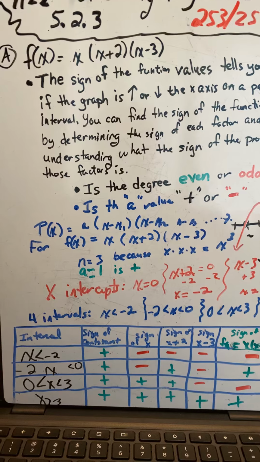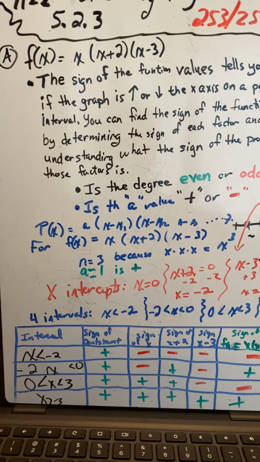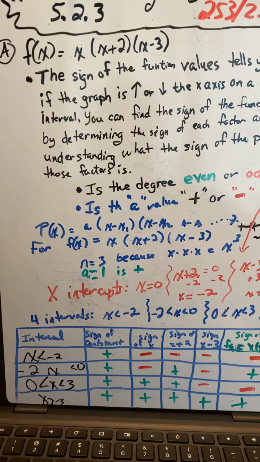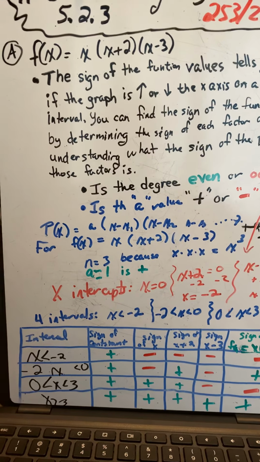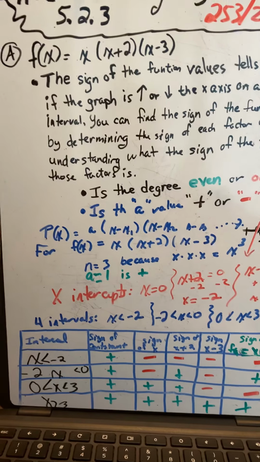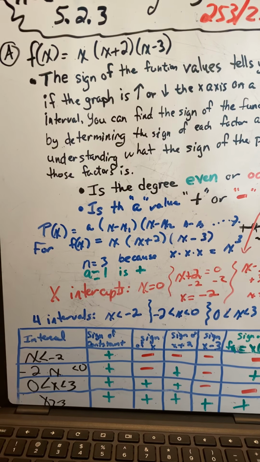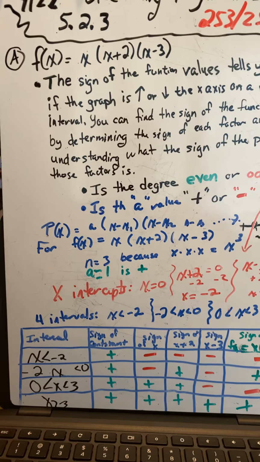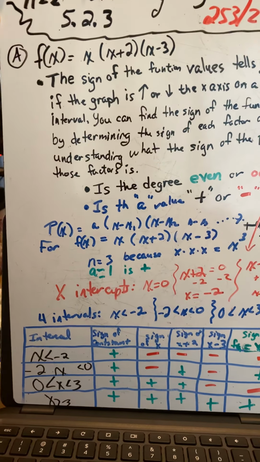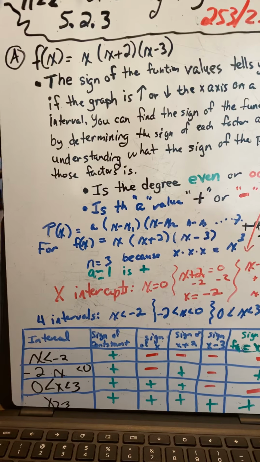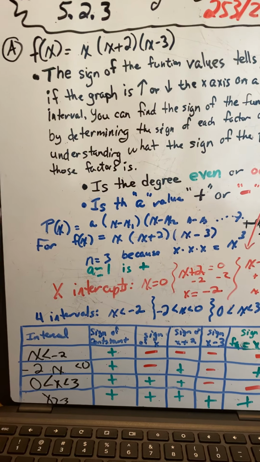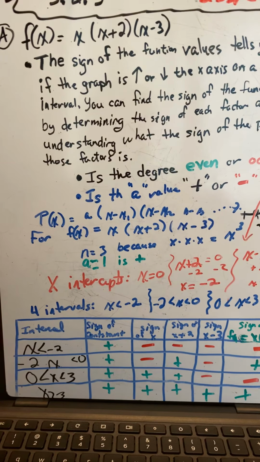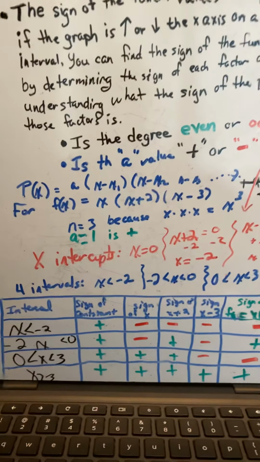If f of x equals x times (x plus 2) times (x minus 3), there are three factors. The sign of the function values tells you if the graph is above or below the x-axis on a particular interval. You can find the sign of the function values by determining the sign of each factor and understanding what the sign of the product of those factors is. Is it negative? Then it's going to be below the x-axis. If it's positive, it's going to be above.